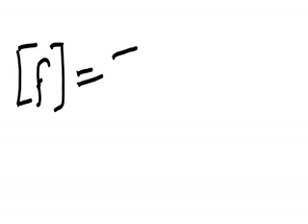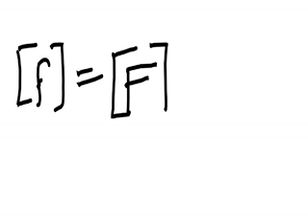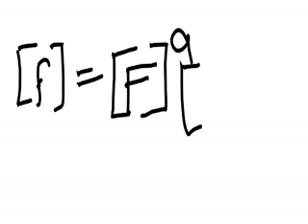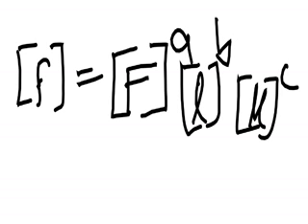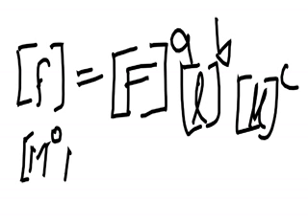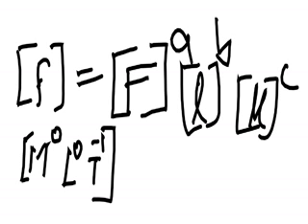So we have the frequency f equals k F^a L^b mu^c. Now we need to calculate the dimensions. The frequency has dimension M to the power 0, L to the power 0, and T to the power minus 1. We know that for frequency.